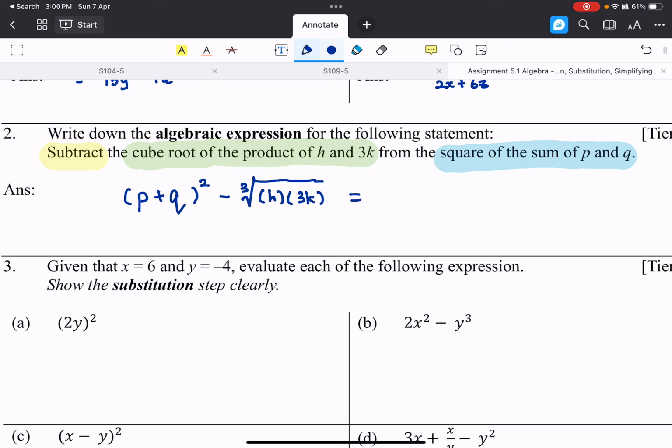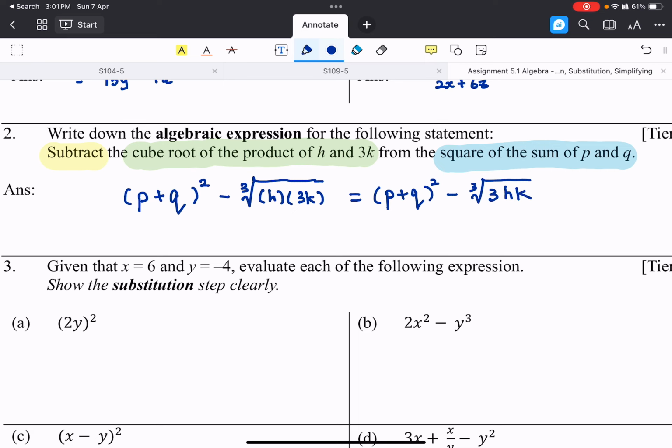Can we simplify this, right? (p plus q) squared is already simplified. We do not need to simplify this further. You may want to expand if you want to, but it's not necessary, right? Don't do it. We just stay in the same form that the question actually requires from us. However, the product here we can simplify. This gives us 3hk. So you can leave the answer in this manner.